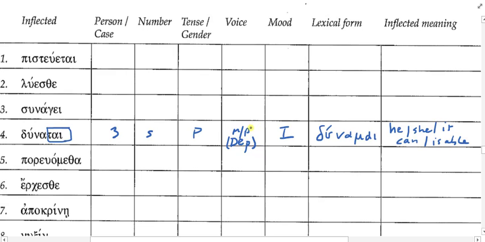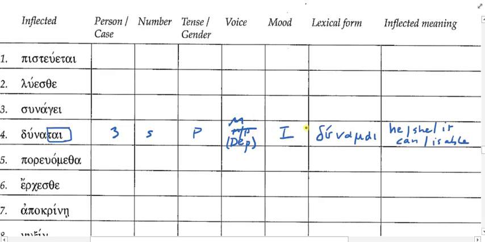I prefer to use in this sort of a situation middle. The middle form and the passive form would be identical, but there really isn't a true passive meaning to dunatai. So if I were parsing this, I put middle passive because I was looking at the tie, but I would call this a present middle indicative. He might call it a present deponent indicative, or some people would even refer to it as a present middle deponent indicative.